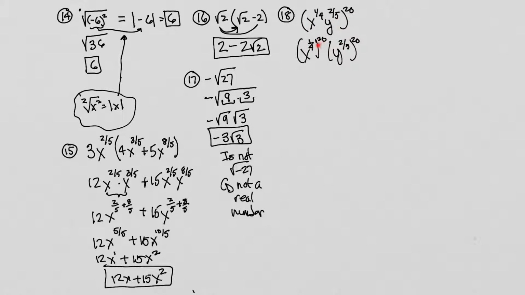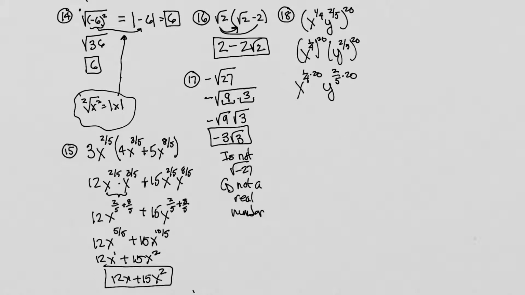And now we're raising powers to powers. So now we multiply the exponents. Just have to remember those rules of exponents. So it's x to the 1/4 times 20, y to the 2/5 times 20, and let's see what we get here.